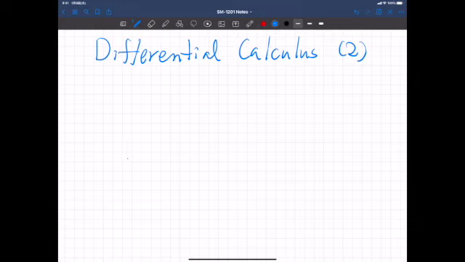Today we continue our study on differential calculus. In particular, we first study this type of limit. Consider this formula which we have been using for a while without proof: sin x over x, when x approaches 0, converges and the limit is 1.